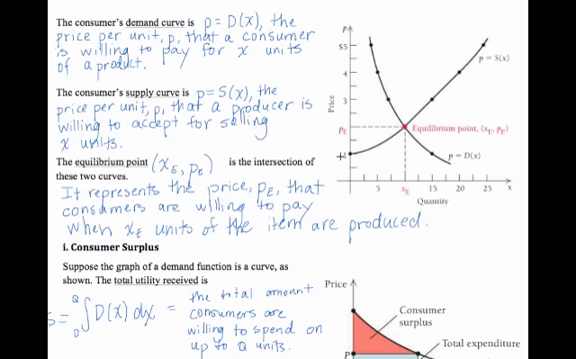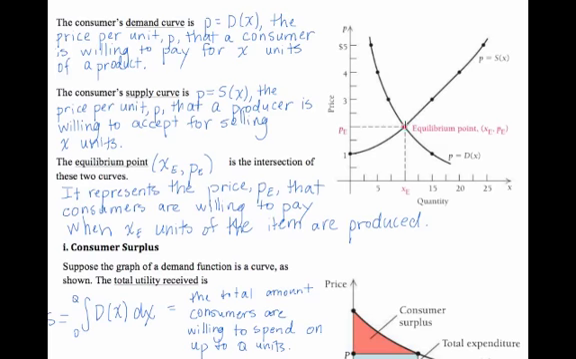Somewhere along the way, a supply curve and a demand curve will cross. At this point, we call it an equilibrium point, where the market is in equilibrium, where the number of items being sold is denoted by X sub E, and the price that they're being sold at is called P sub E. It represents the price that consumers are willing to pay when X sub E units of the item are produced, and it's where the suppliers and the consumers agree that you have a certain number being sold and we agree on a price.